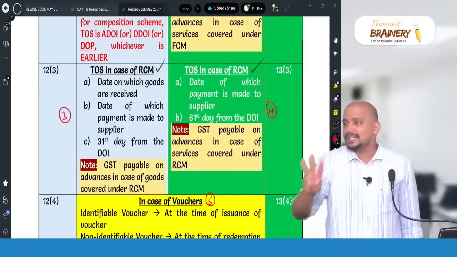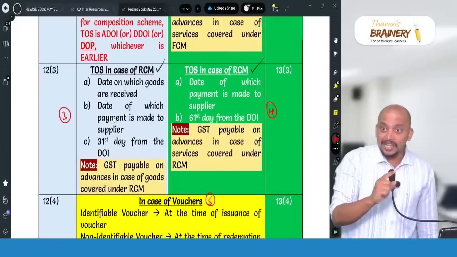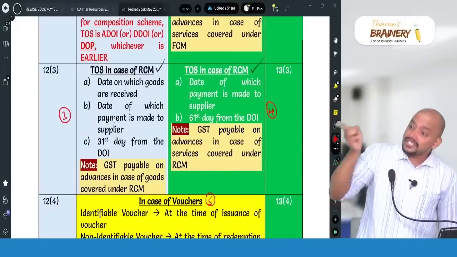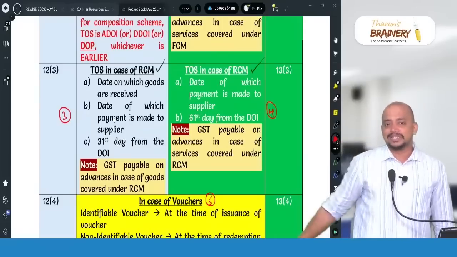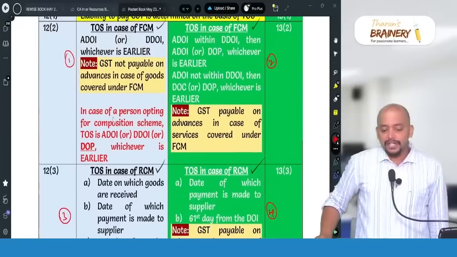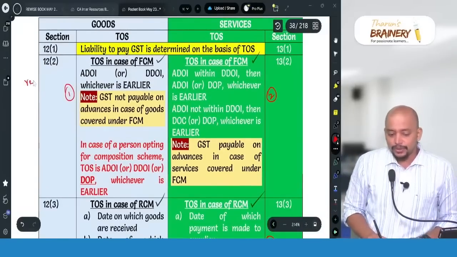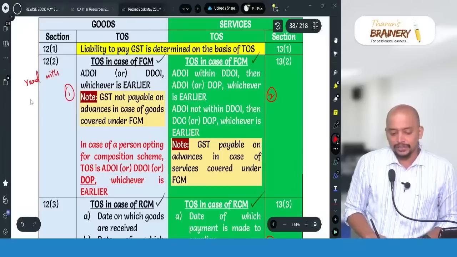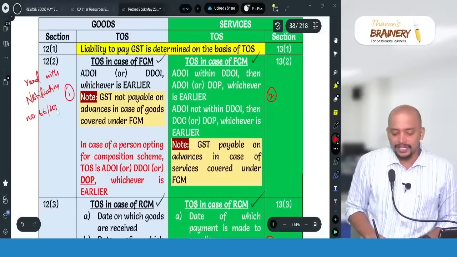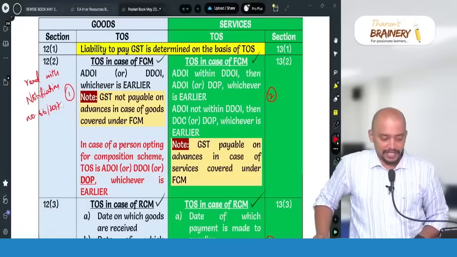So therefore, there are three places where GST is payable on advances. What are they? Services FCM, goods RCM, services RCM. Goods FCM also, in one place we need to pay GST on advances, that is for a person opting for composition scheme. So whenever you are referring to section 12 subsection 2, we need to also write read with notification number. Please write down read with notification number 66 of 2017.